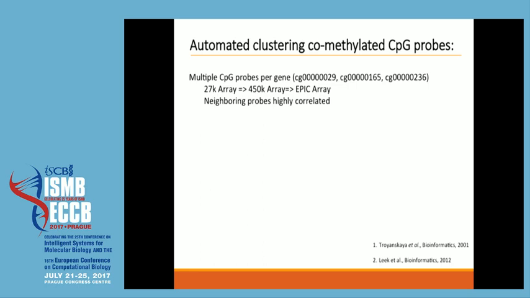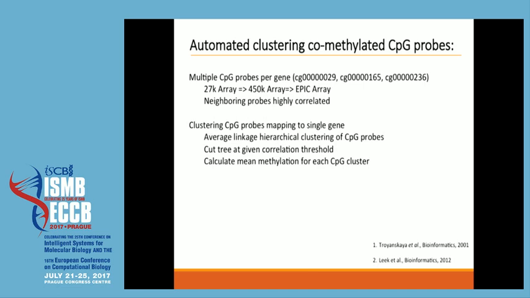So in order to reduce the dimensionality of the data and to collapse some of this redundancy, we apply a clustering method. We take all of our probes for the same gene, and we apply hierarchical clustering to identify different CpG clusters of co-methylated genes. And then we take mean methylation for each of these CpG clusters.